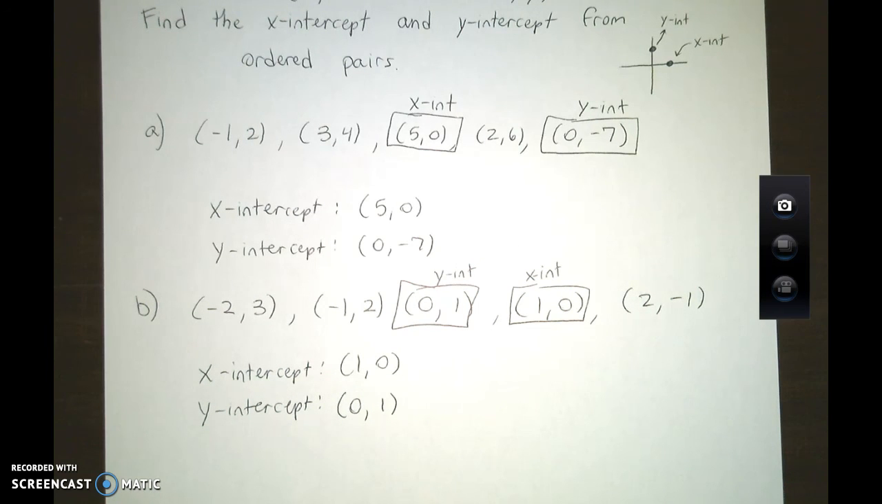So now you should be able to identify the x and y intercepts from a graph, a table, and from ordered pairs.